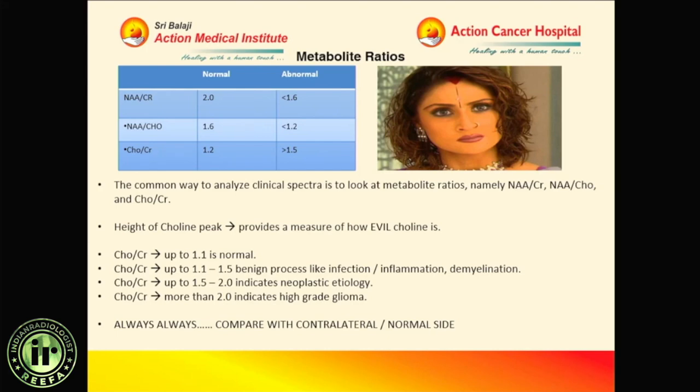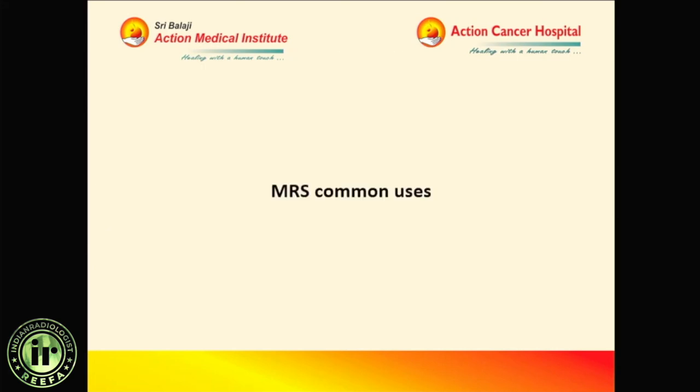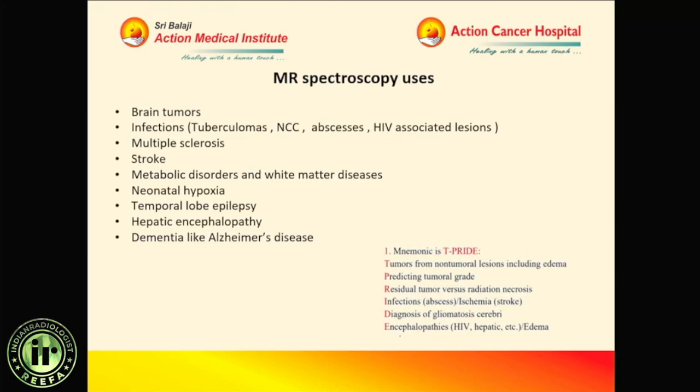So choline is to creatinine up to 1.1 is normal. Choline is to creatinine up to 1.5 is representing benign processes like infection, inflammation or demyelination. Between 1.5 to 2 it is indicating neoplastic and more than 2 is indicating a high grade glioma. So always you have to compare with the contralateral side or the normal side. Now these are the common uses of MRS in brain tumors, infections, multiple sclerosis, stroke, metabolic disorders and so on. And there is one mnemonic which is T-pride.